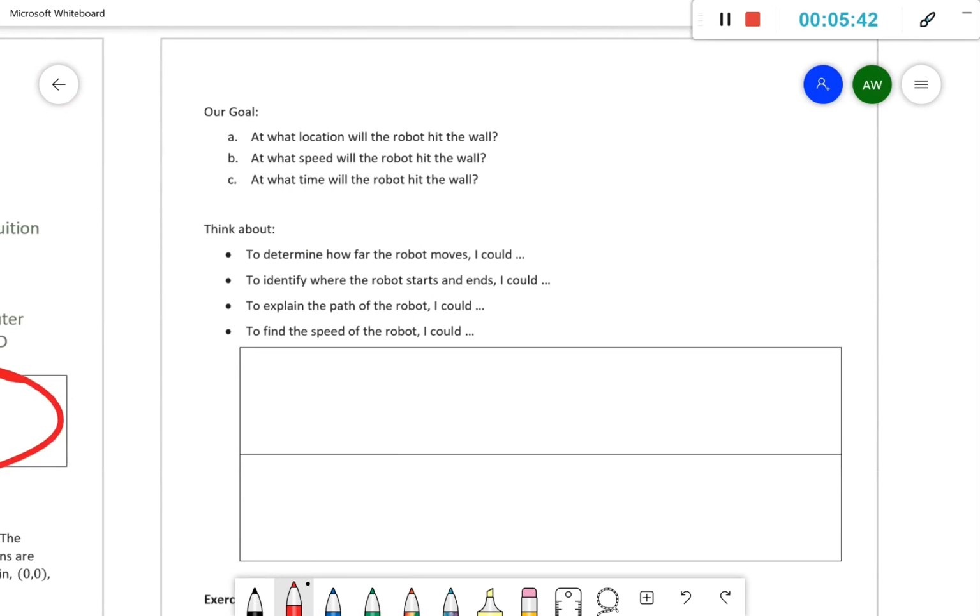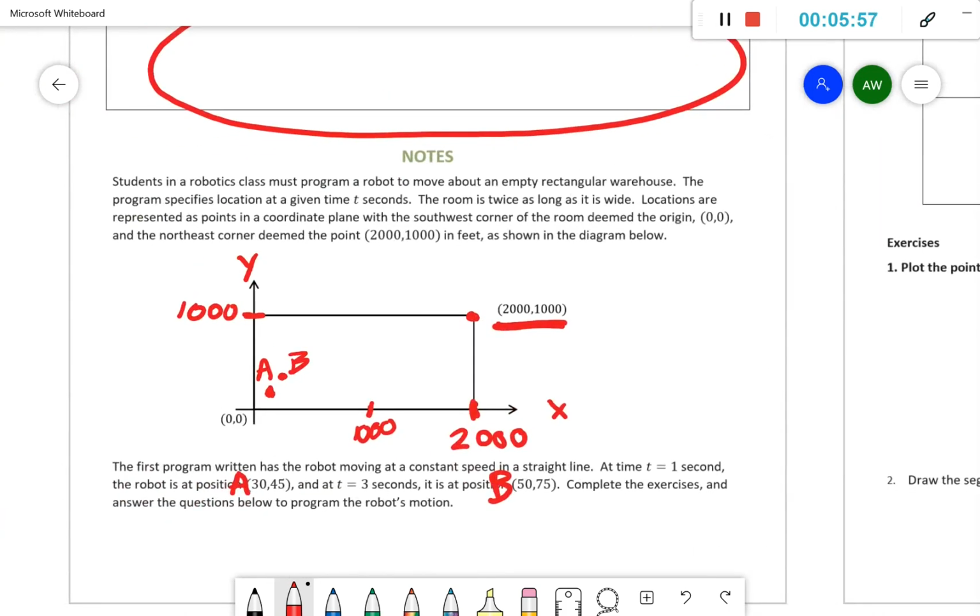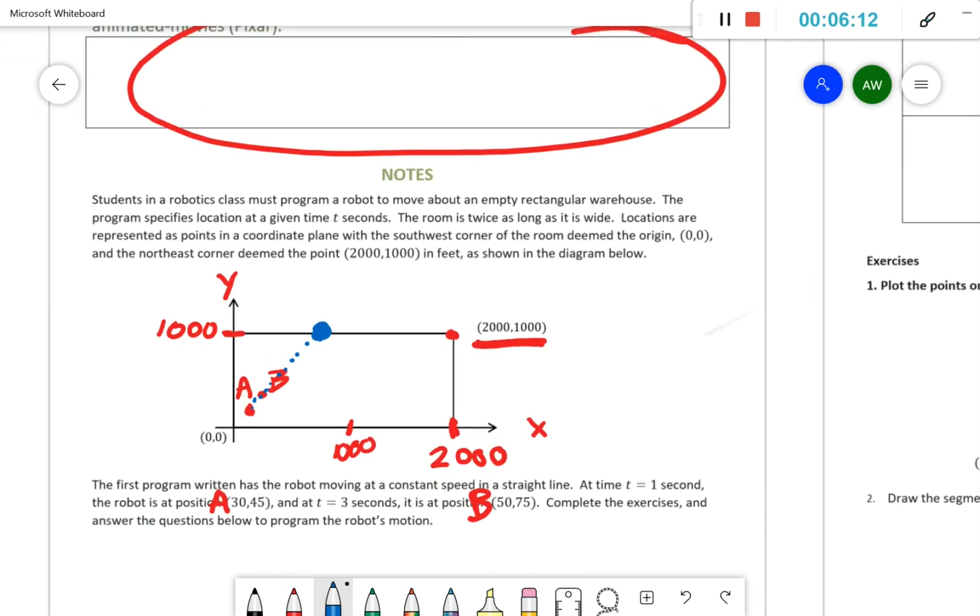So the questions we're going to answer at the end are these three questions here. At what location will the robot hit the wall? At what speed will the robot hit the wall? And at what time will the robot hit the wall? So if the robot is starting at A, traveling through point B, and it keeps going, when, where, and how fast will that robot be going when it hits this wall up here? That's the question we're trying to answer.